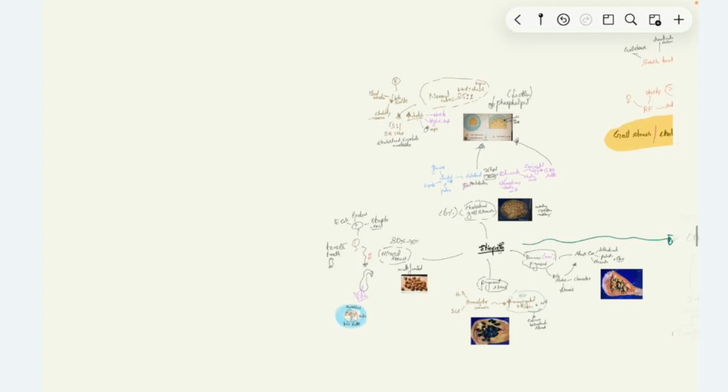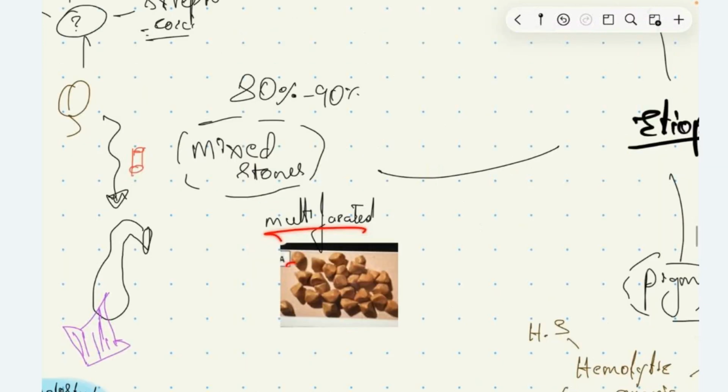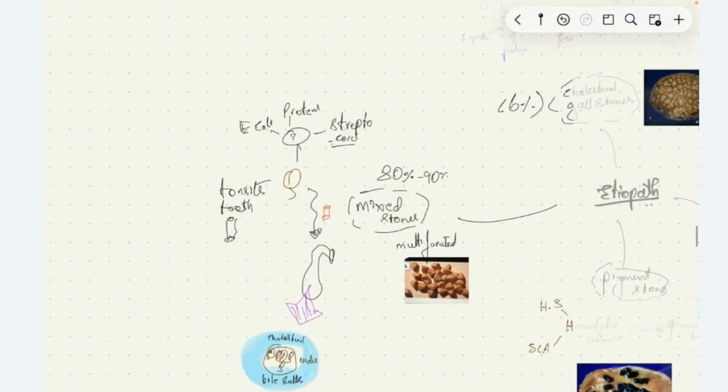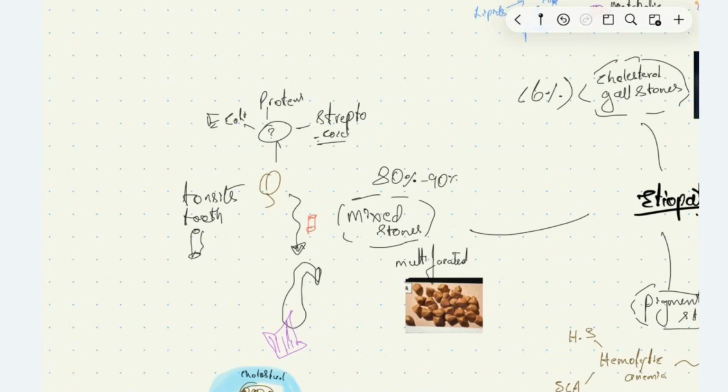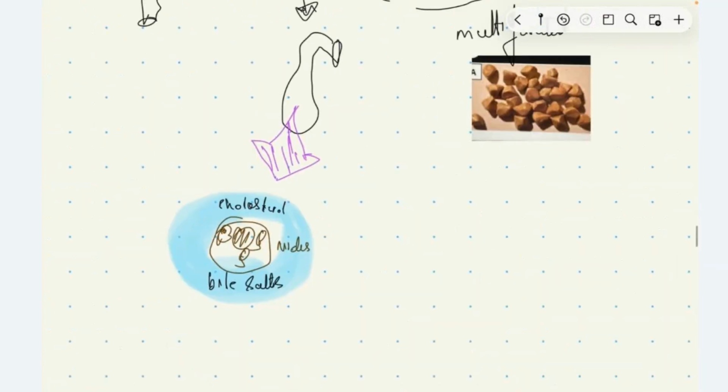Then we have mixed stones, which are seen in around 80 to 90% of cases. These are multifaceted gallstones. You can see here. This occurs due to bacterial infection from the tonsils, teeth, or GIT. Organisms like E. coli, Proteus, and streptococci reach the gallbladder through the hematogenous route. These bacteria, along with the secretions in the gallbladder and inflammatory exudates, form a central nidus, around which cholesterol and bile salts accumulate and cause the mixed type of gallstones.